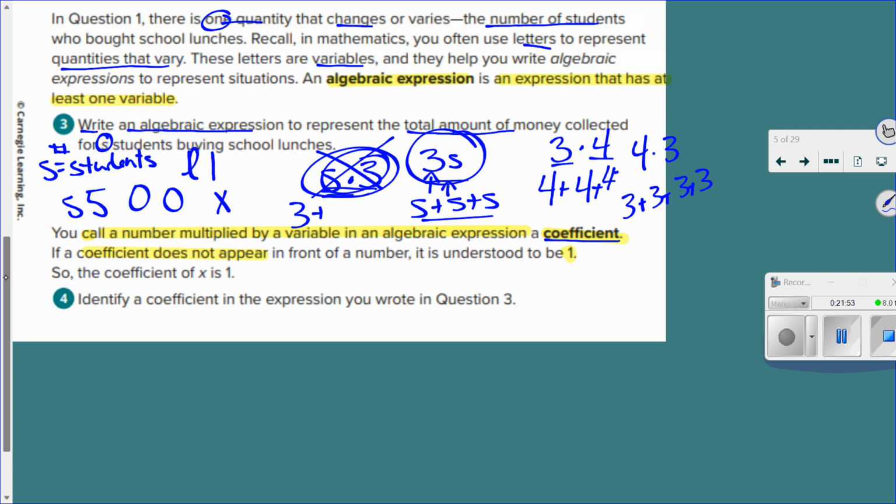Now, sometimes you're going to see just a variable. So if I just have an x, what's my coefficient? 1. Because what is 1 times x? x. It doesn't matter what x is. 1 times 5 is 5, 1 times 10 is 10. So mathematically, that's one of the shortcuts we take. If it's a coefficient of 1, we don't write it. But if they ask you what the coefficient is, you should know that it's 1. It's just saying it's 1 times whatever that is. Got it?